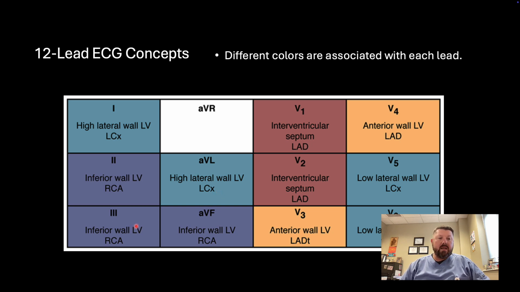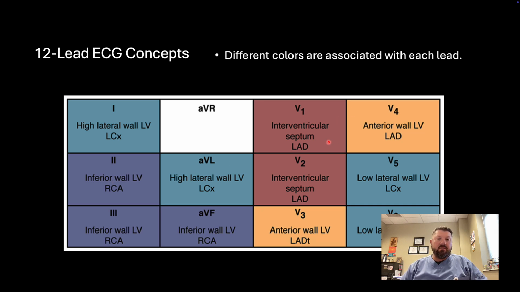Leads 2, 3, and AVF, they're contiguous, and they view the bottom portion of the left ventricle, or the inferior wall. These are usually supplied by the RCA, although there are times that the circumflex can run posterior and down into the inferior wall and supply in the left coronary dominant patients that we had talked about earlier.